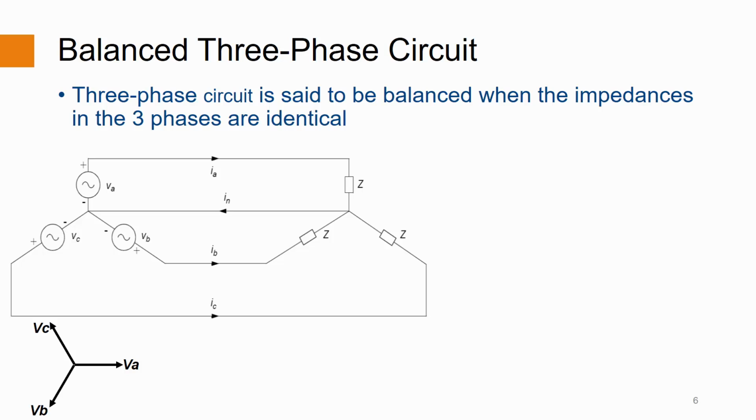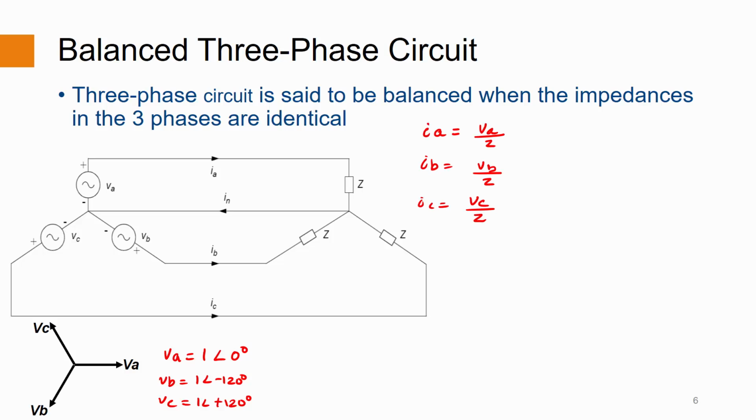If we say that the voltage sources are 1 angle 0, 1 angle 120 degrees and 1 at an angle of minus 120 degrees, we will have a balanced voltage source. Now, the current through each impedance from each of the sources can be written as IA is equal to VA by Z, IB is equal to VB by Z and IC is equal to VC by Z.